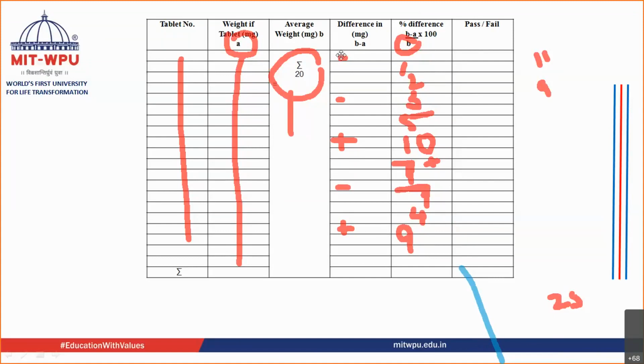No. Positives and negatives are going to happen, Suresh. You are not going to get the exact weight because this is an average weight. So your answer is incorrect, Suresh. Each and every tablet is either going to be positive or negative. Just tell me, with this data, are you able to tell me how many tablets have failed and how many tablets have passed?